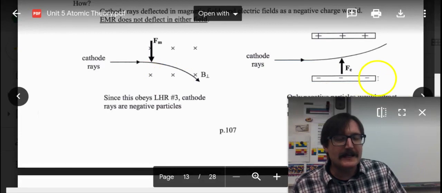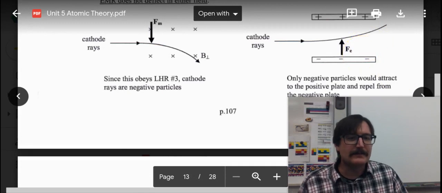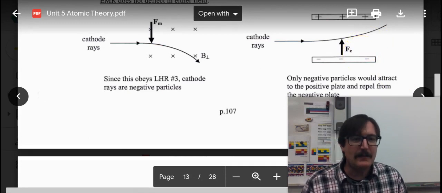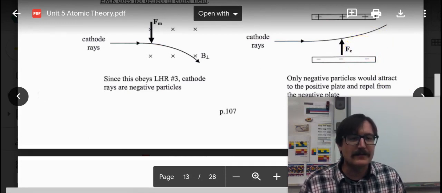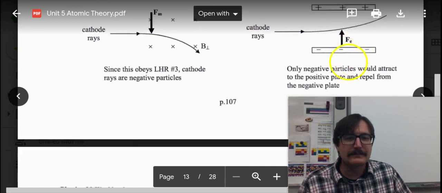If you take a look at the second diagram here with parallel plates, you have a positively charged plate and a negatively charged plate underneath. Well, the charges were deflected upwards when they were sent horizontally through those plates. And that would be the same thing as if they were negatively charged.